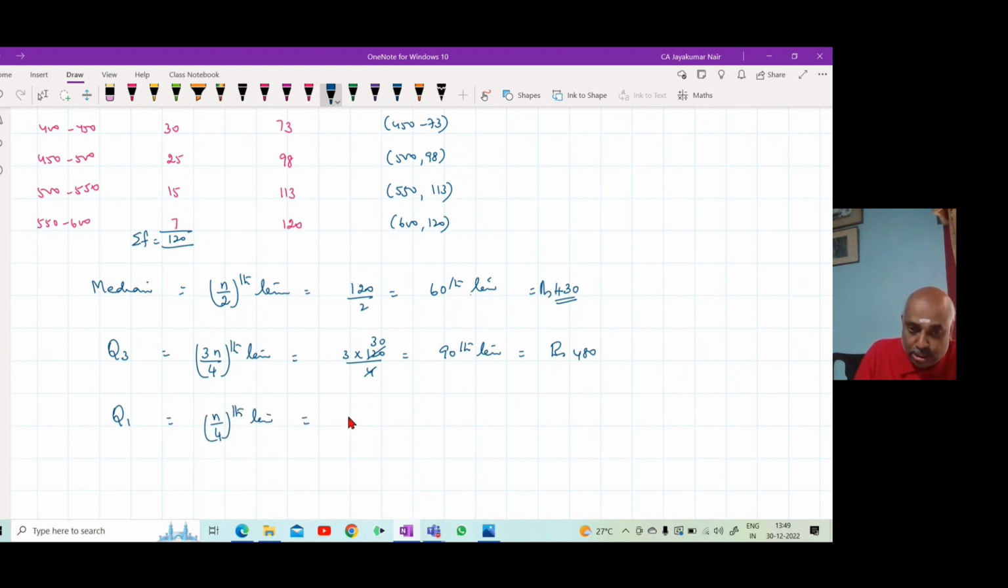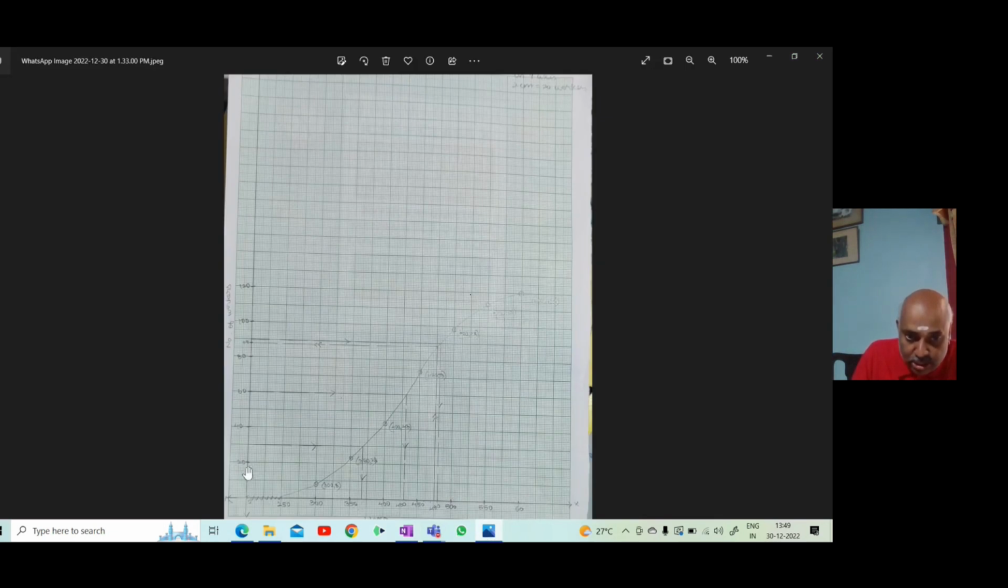So n over fourth term is 120 over 4. You get the 30th term. So what is the 30th term? Again, this is 20, this is 40, exactly in between. You have to draw a horizontal line and see where it cuts the ogive curve. And from there, you have to drop a perpendicular and see what value you get here. You have to find out, and that is the lower quartile.